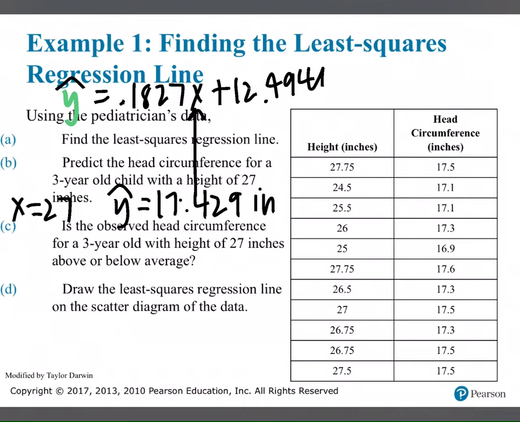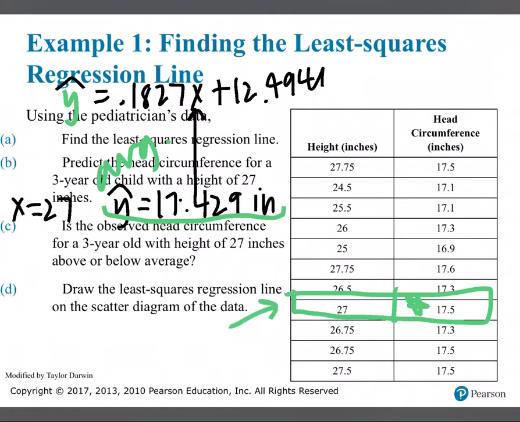It says, if the observed head circumference for a 3-year-old with a height of 27 inches is 17.5, is it above or below average? So this y hat that we just found, that's the average. And it's saying for our child, are they above or below average? So we're looking at the head circumference, that 17.5. And because it's bigger than that 17.429, it is above average.